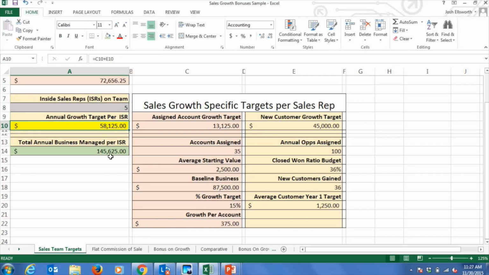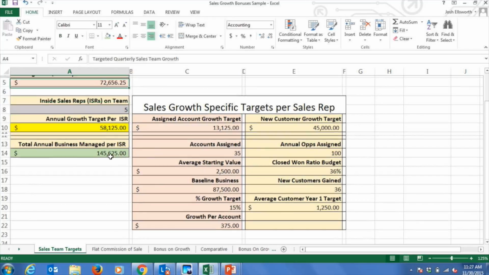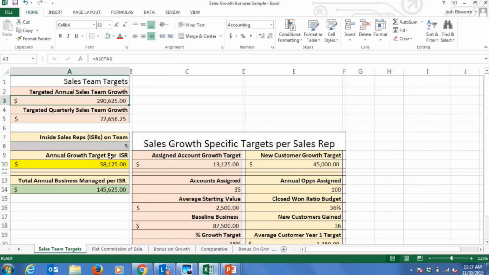So hopefully we understand those targets. We have the target per inside rep or sales rep, and we have the total annual business managed. And basically, you can say, I want 3 reps on the team, 4 reps, 5 reps on the team, and you can get your total targeted annual growth for the team or individual. This is just a helpful way to start things. And we can email you this calculator since we're explaining this, and you guys can punch in your own numbers and factors. So let's go to the second tab here, and let's look at that flat commission rate.